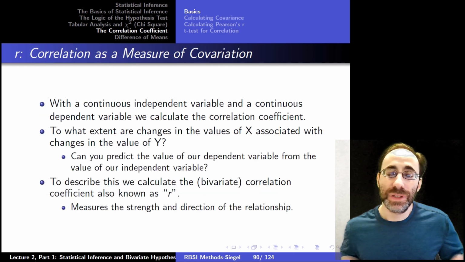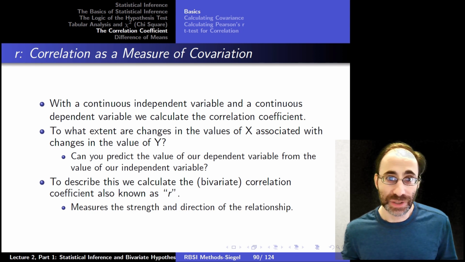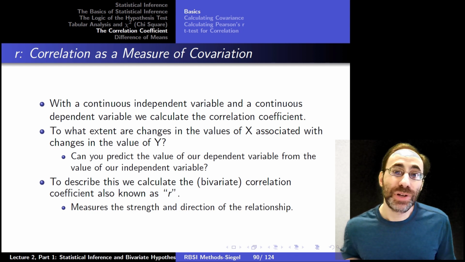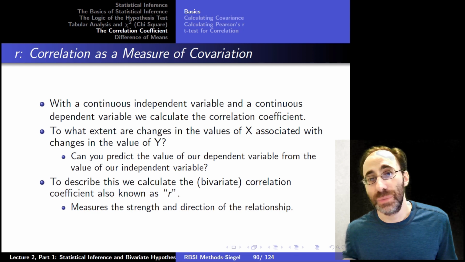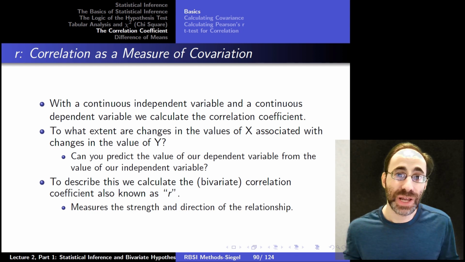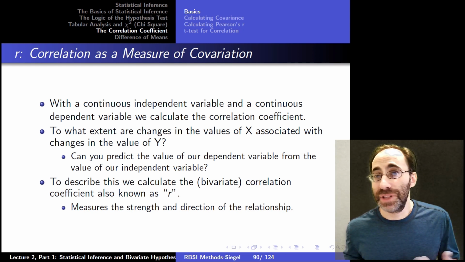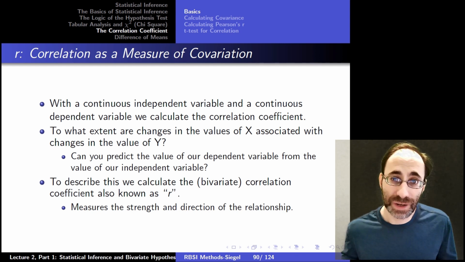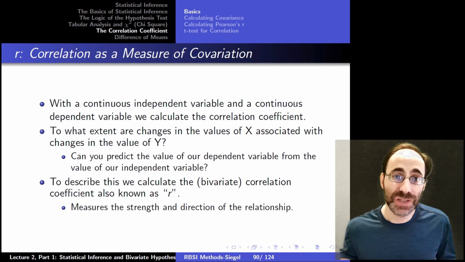Okay, to do this, we're going to calculate something called a correlation coefficient, often represented as R. The goal of this correlation coefficient is to capture the extent to which changes in x are correlated with changes in y, or the degree to which x and y have their changes associated with each other. This relates directly to prediction as well. If x and y are perfectly correlated, we could predict y's values or y's changes from x's changes.